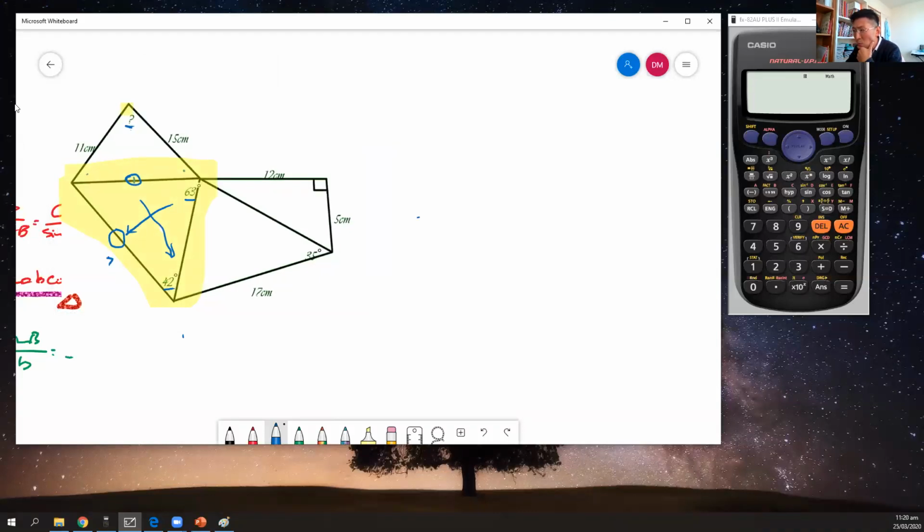So hence, if we use these two angles over here, I can actually find out this angle, right? So we can understand this one will be 180 take away 63, take away 42. So use that 180, take away 63.